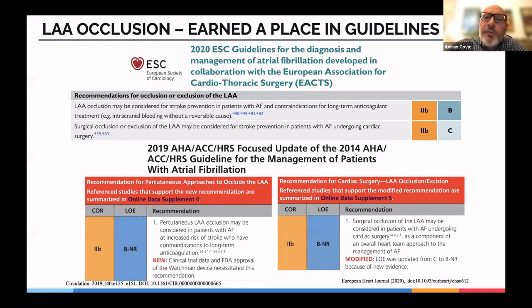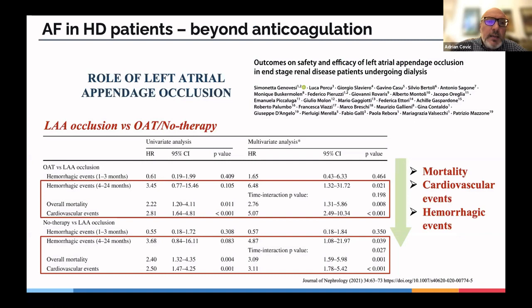If I'm referring to the cardiology perspective, we have the left atrial appendage occlusion, and this is a relevant point, maybe not so relevant for the nephrological community. May I remind my fellow nephrologists that the vast majority of events are coming from thrombi which are formed in the left atrial appendage. So this is why this technique was promoted, and it clearly earned a place in the guideline world. Also, in dialysis patients, as you can see, there is a role for left atrial appendage occlusion.